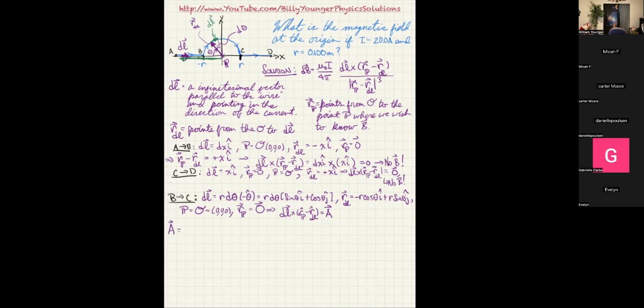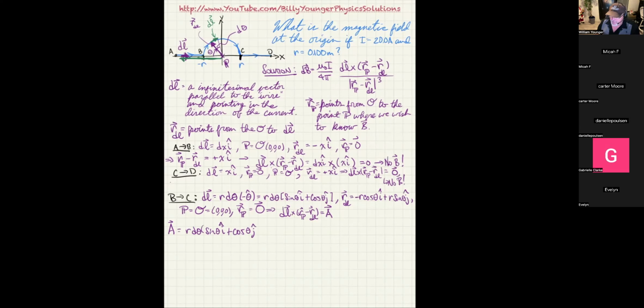And DL, as we said, was R d theta sine theta I hat plus cosine theta. Now, you're going to see this just once, everybody. I mean, it would be ideal if you learned how to use it from me, but that's a little bit more than most instructors want their students to be able to do. I mean, they all want them to be able to do this, but they know it's usually not that doable.